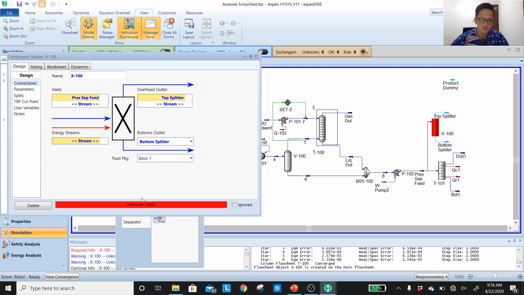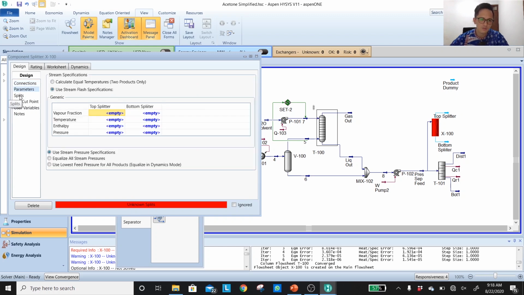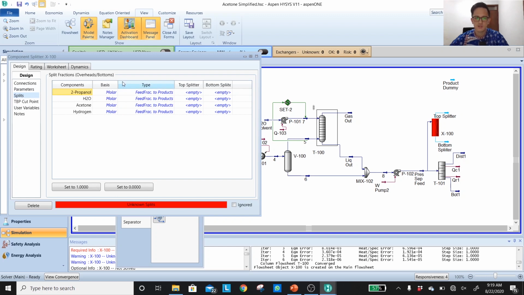I will go to the splitter first to follow the instruction, unknown splits. Later we will define the condition of the splitter. Do we want to use an equal temperature or do we want to equalize the pressure? We have a lot of manipulation that can be done using this splitter column.